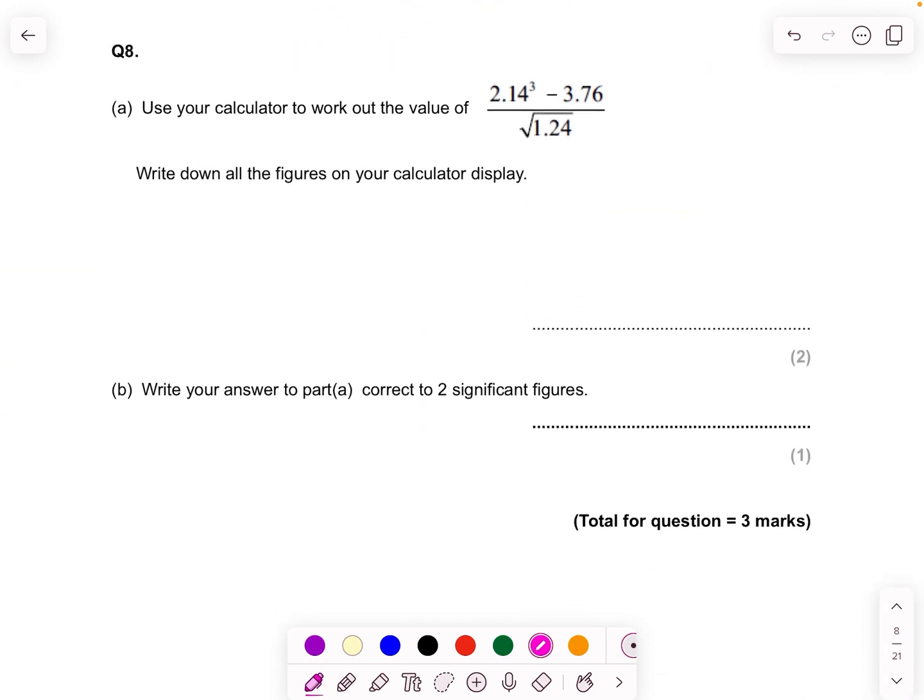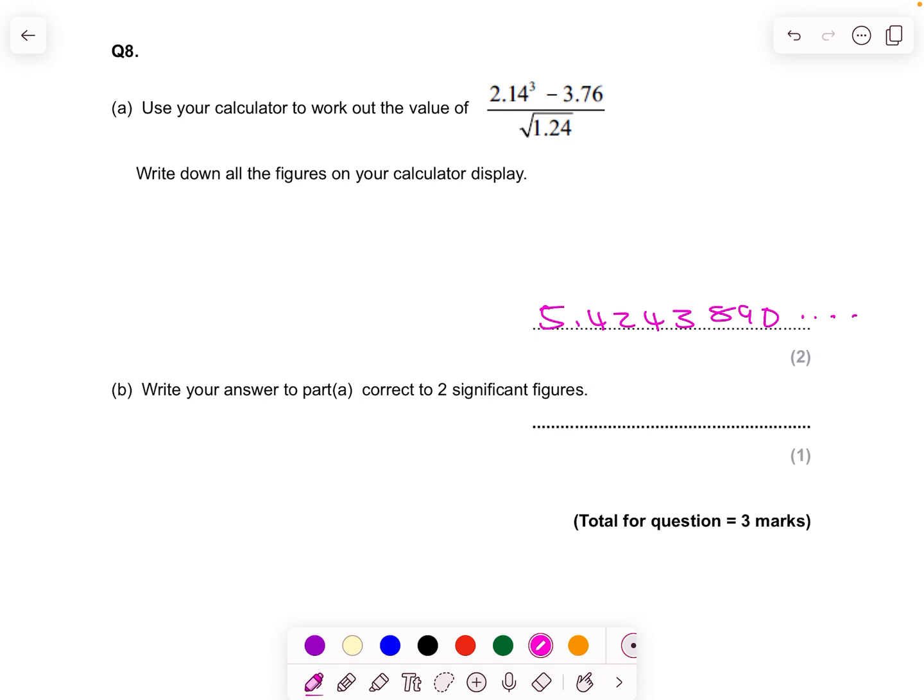Next one, so do this on your calculator. If you're not sure how to do it on your calculator, then please come and see me, because every calculator is different. Some need brackets in, some are fine without brackets, okay? But what you should have got as your calculator display is 5.4243890, and I could go on and on, depending on how many figures fit on your calculator display.